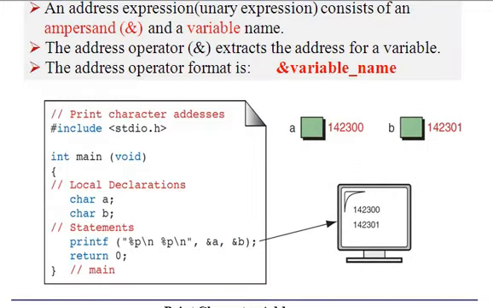Look at this. We have two variables a and b, both of data type character, and look at the printf statement here. In printf, &a comma &b: &a is the address of a and &b is the address of b. If we use an ampersand symbol before a variable in a printf statement, it gets you the address of that particular variable.